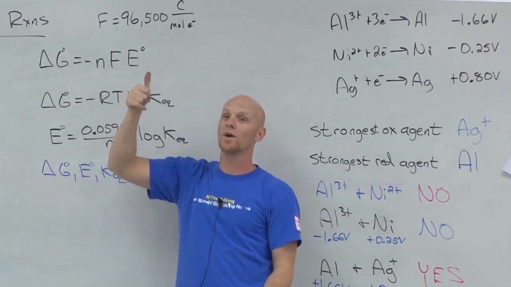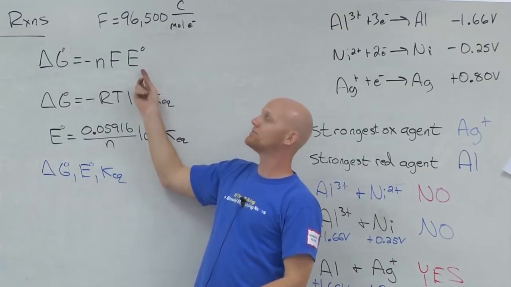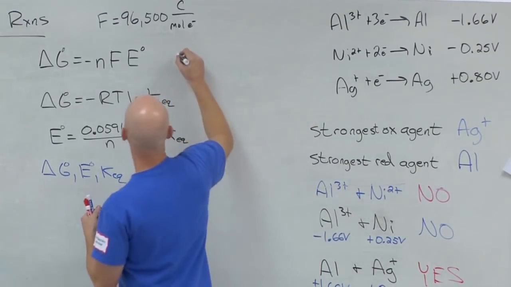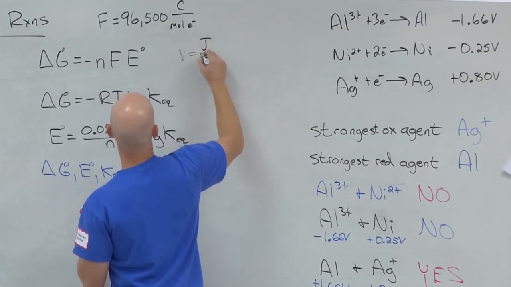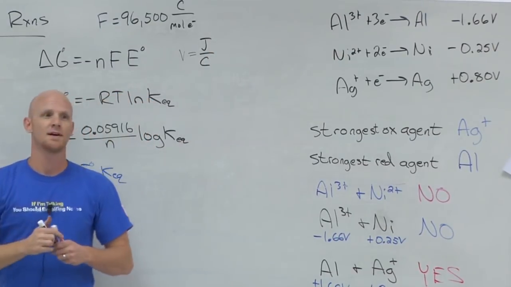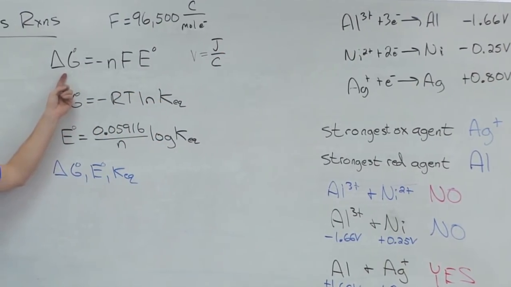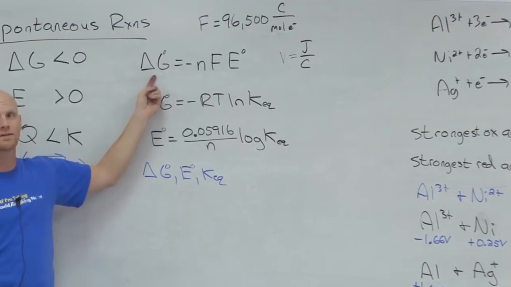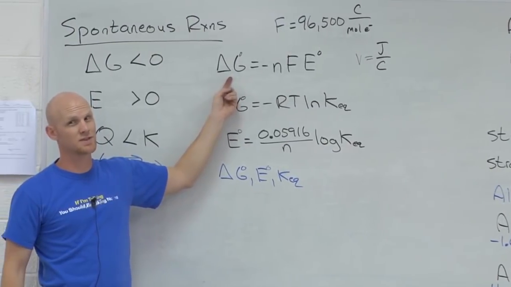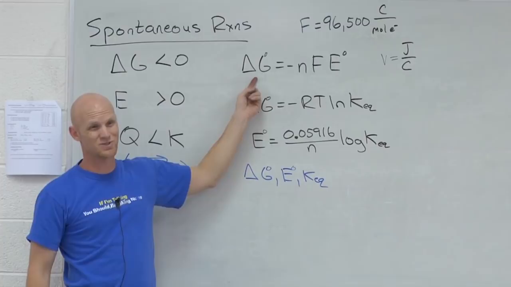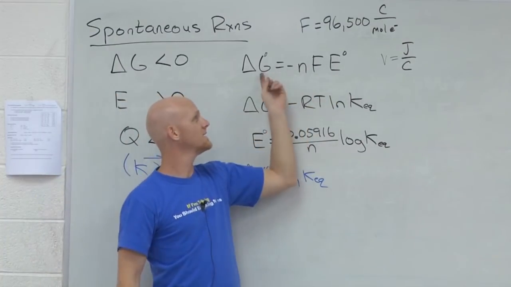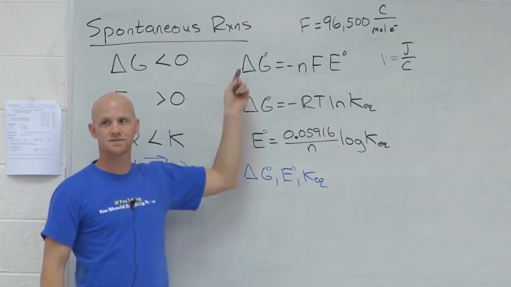Comes out nice. Now, one more thing. A volt, if you guys recall, is a joule per coulomb. And so when you plug in delta G, you better make sure delta G is in what units? Joules. Because what do we usually get it in out of a book? Kilojoules. So make sure it's in joules before you use these equations. Be careful.